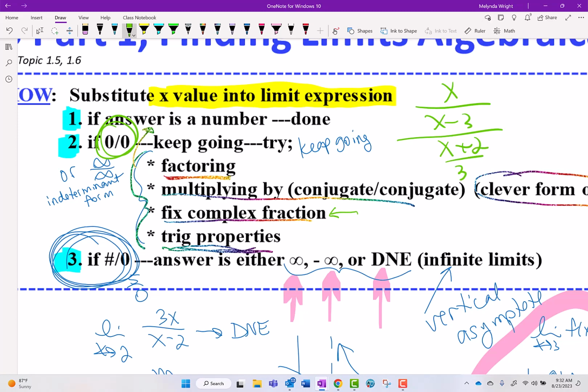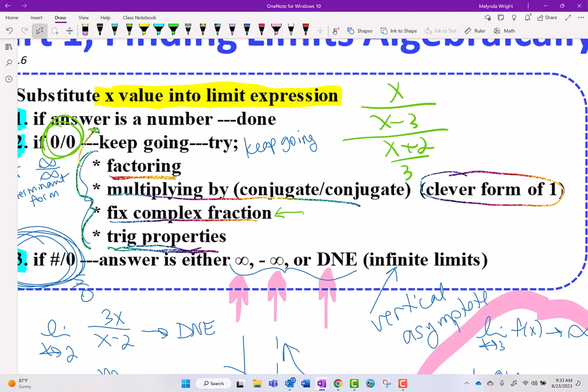That's a complex fraction, right? That's where it's like a fraction inside of a fraction, that's a mess, right? That's a complex fraction. I don't have that. So really my choice is factoring or multiplying by something, a clever form of 1. The clever form of 1 typically comes with radicals. That's when we usually use this type, when it's like a square root. That's when we usually use clever form of 1. Does that help? Yeah. Okay.